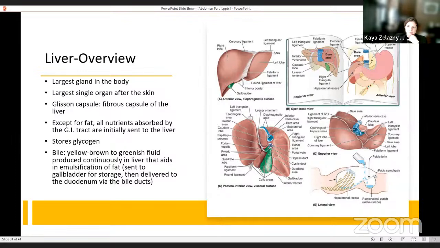It also, well, it does produce bile, which is a yellow-brown to greenish fluid. It's produced continuously in the liver, helps you emulsify fats, so helps you break up the fats in order to digest fats. We're going to see that that bile is stored in the gallbladder. So it's produced by the liver, stored in the gallbladder, and then delivered to the duodenum via the bile ducts, one of which we've seen as we were thinking about the duodenum and the ampulla of Vater.